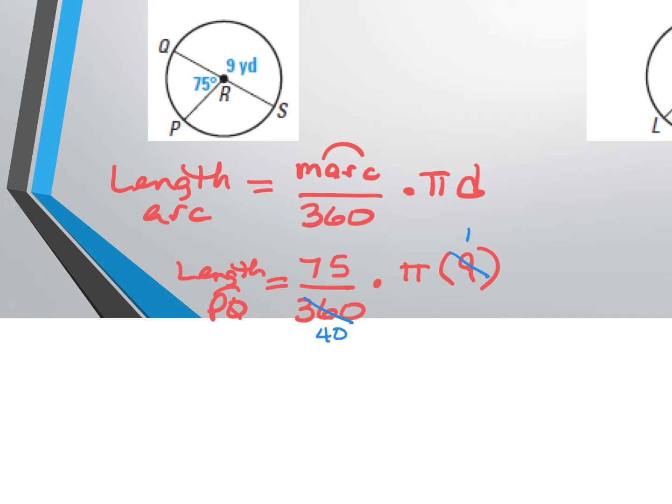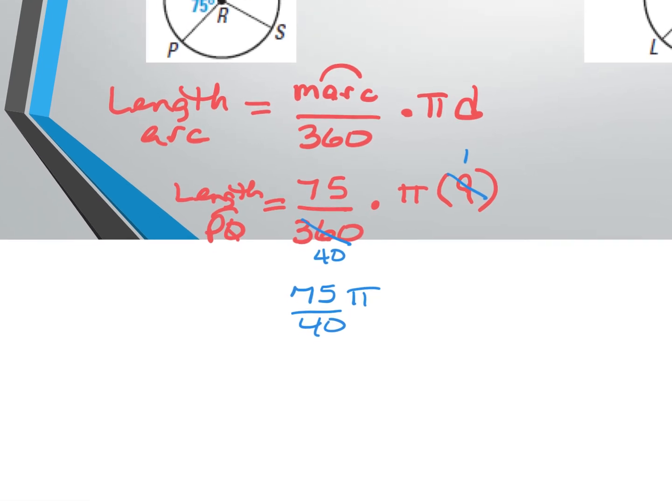So right now at this point, I have 75 over 40 pi. I can still reduce this fraction more. I can divide 75 and 40 by 5. 75 divided by 5 gives me 15, and 40 divided by 5 gives me 8. So the final simplified length of PQ is going to be 15 pi over 8.